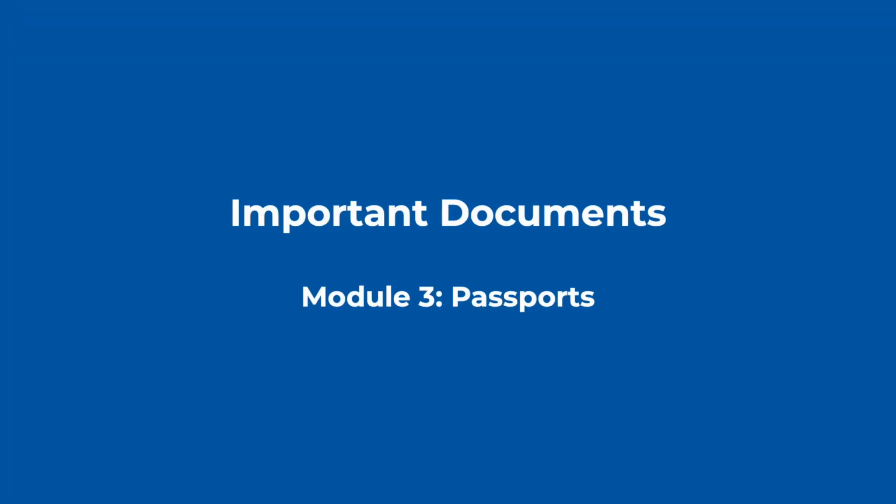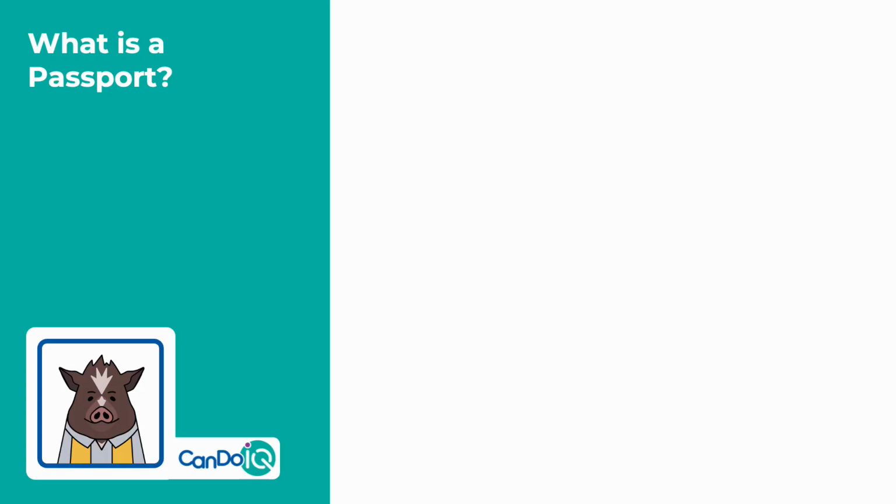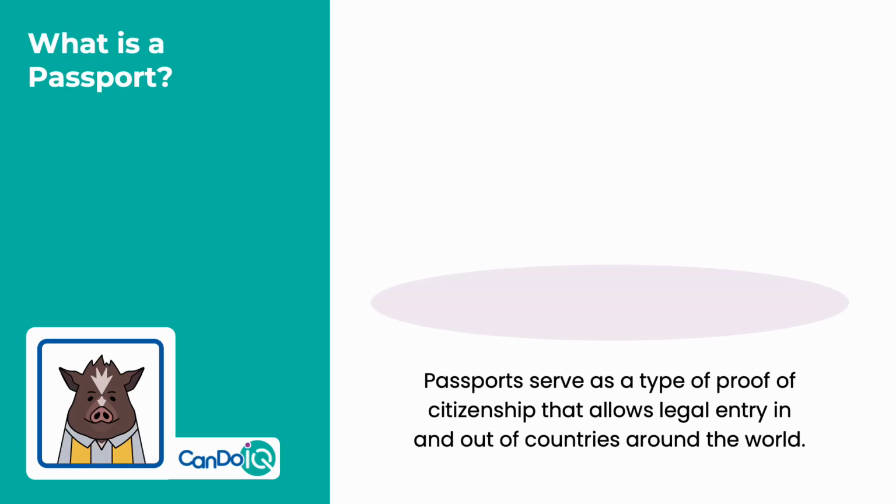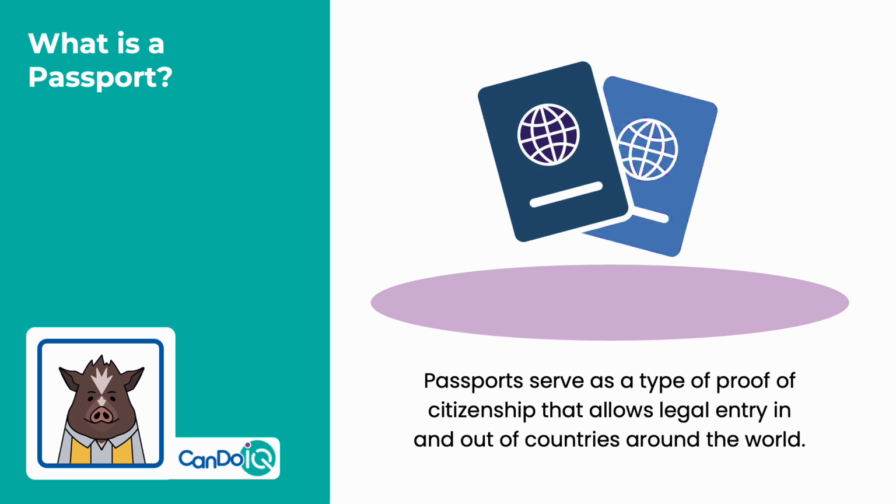Welcome to Important Documents Module 3, Passports. A passport is a form of proof of citizenship that is issued to citizens by the U.S. Department of State for travel purposes. Passports come in two forms, either a small booklet or a card. While both are valid for travel by land and sea, a passport booklet is needed for travel by air.